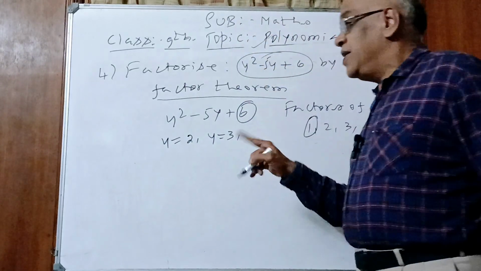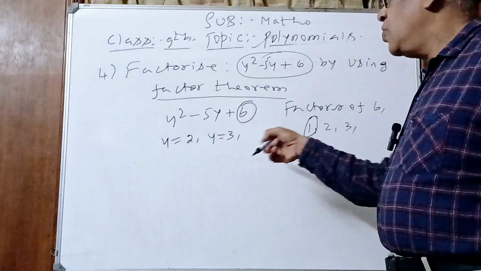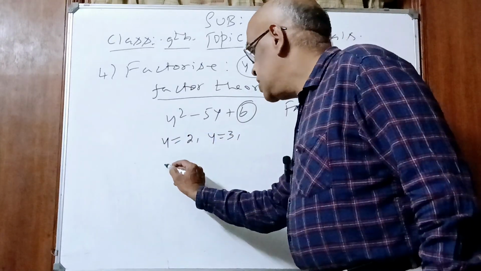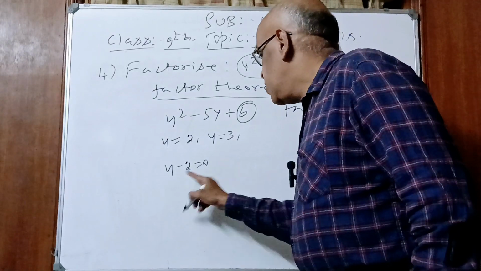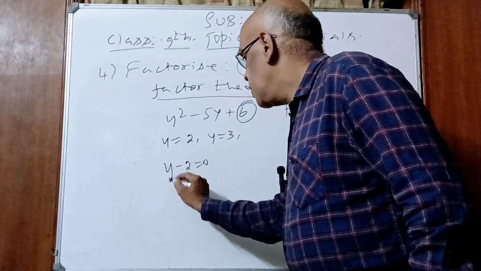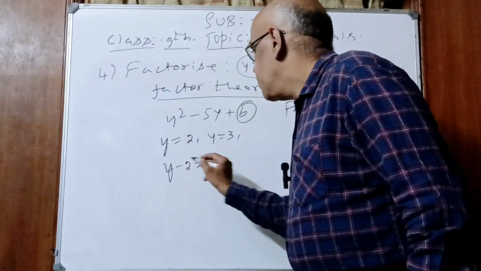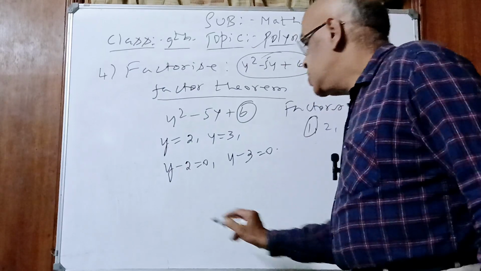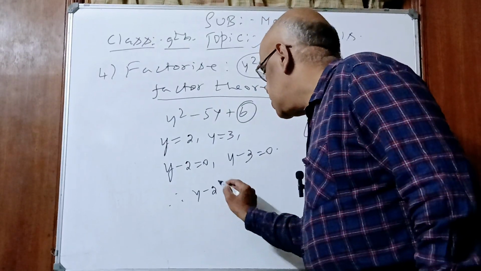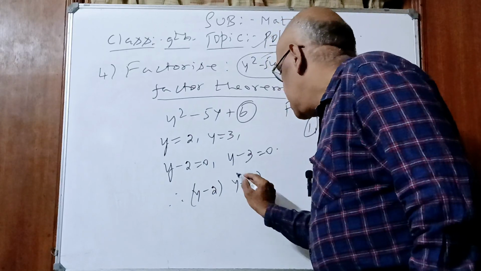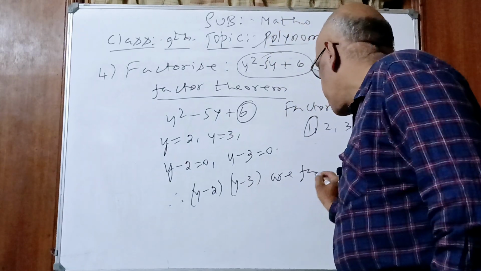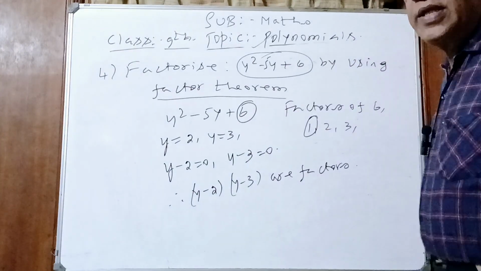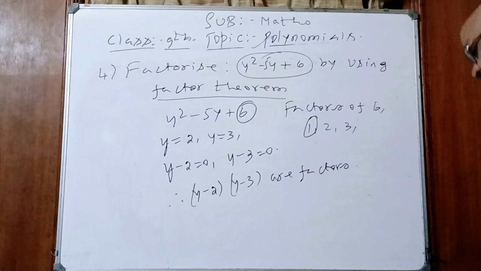See, in the previous question we did the reverse. y is equal to 2, y is equal to 3 are zeros of the polynomial. Understood, children? Take 2 to this side: y minus 2 is equal to 0. Take minus 3 to that side: y minus 3 is equal to 0. Therefore, y minus 2 and y minus 3 are factors of this polynomial. Easy, children, isn't it? We will go to the next question.